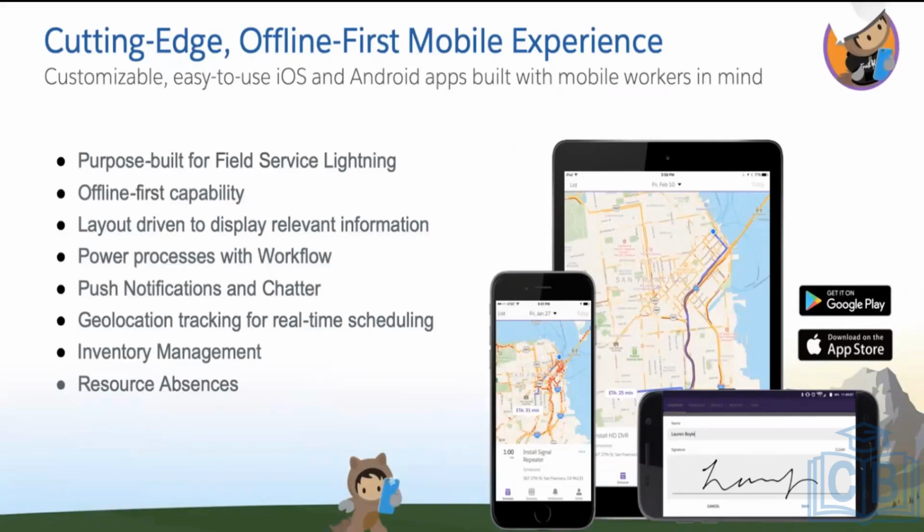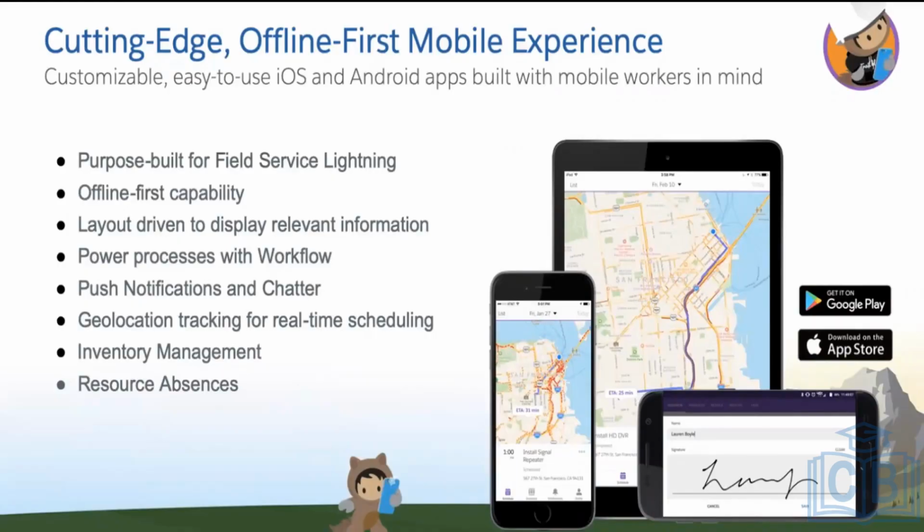The next option is geolocation tracking for real-time scheduling. For mobile, you can make geolocation tracking available in the mobile app as well. We have shown how to configure the geolocation, and it is available in the mobile app also.